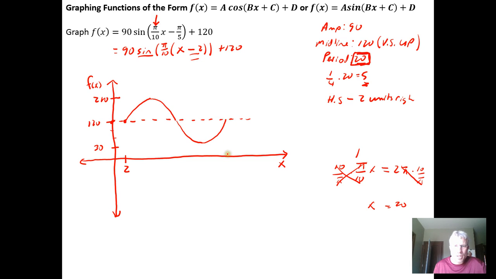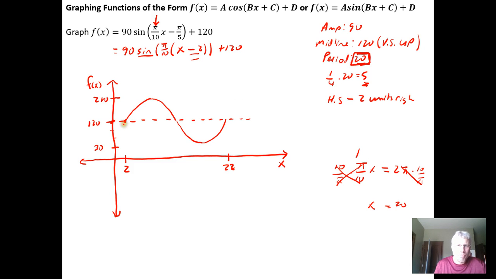So right here it's got to be 20 units away from this. Needs to be 20 plus 2 is 22, because the period should be the distance between those 2 points. 22 minus 2 is 20 units. There's my period. And then we set a fourth of the period.